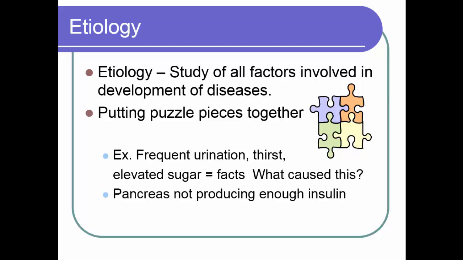So if we interview the patient and they tell us that they have frequent urination and thirst, we look at their lab work and they have an elevated blood sugar, then we can put those puzzle pieces together and say, gee, what caused this? Potentially they have diabetes. The pancreas is not producing enough insulin, and that's making the blood sugar be at an abnormally high level. Now, we don't do that as healthcare professionals. We gather the evidence for the doctor or the physician assistant or nurse practitioner, but we never diagnose.